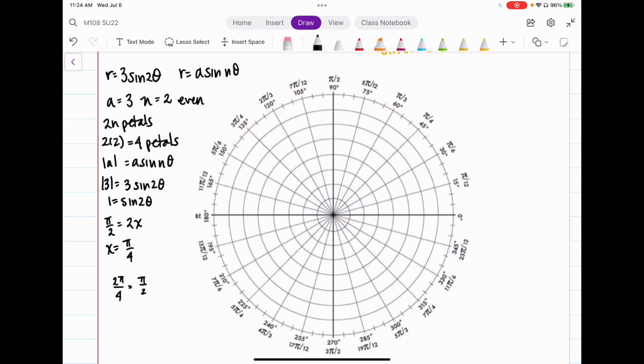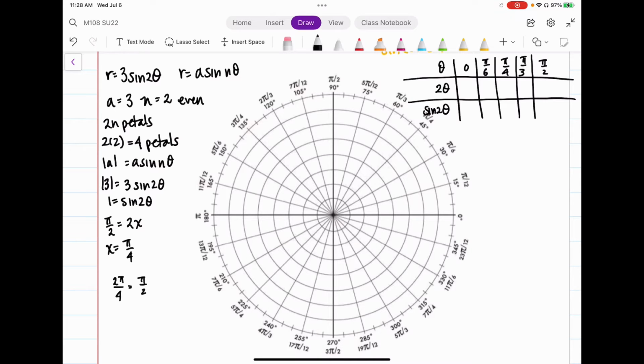Let's graph some points to determine some r values to sketch out, and then use information about roses to help us complete this graph. 2 theta would be 0, pi over 3, because 2 times pi over 6 reduces to pi over 3. 2 times pi over 4 becomes pi over 2. 2 times pi over 3 is 2 pi over 3. And 2 times pi over 2 is just pi.